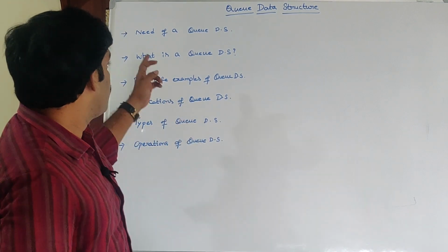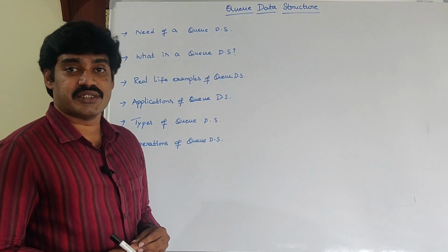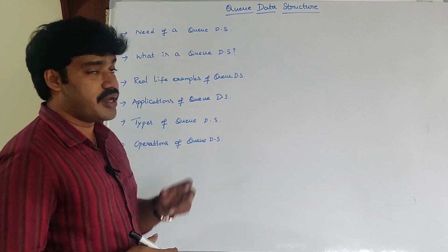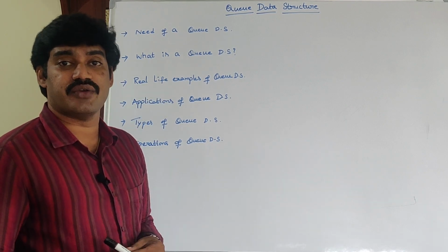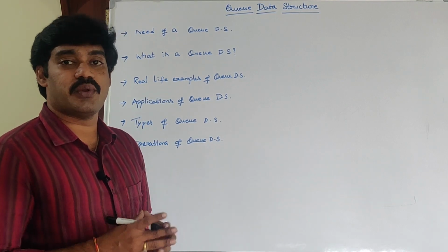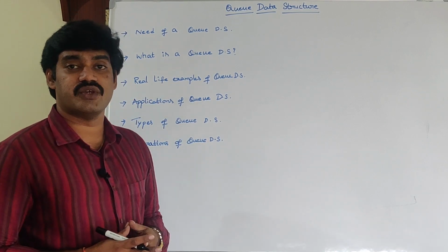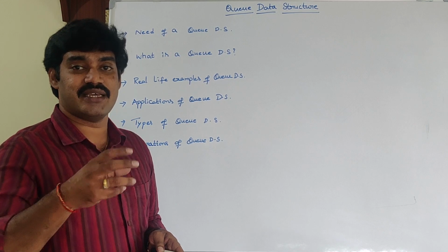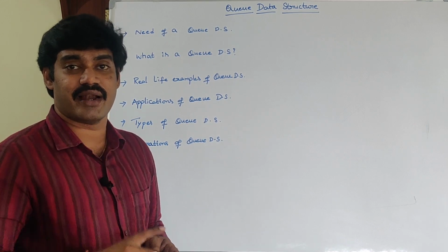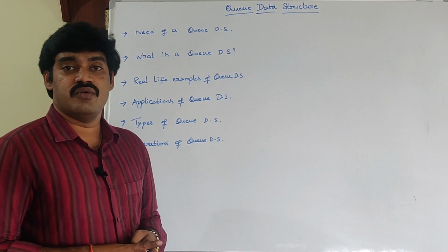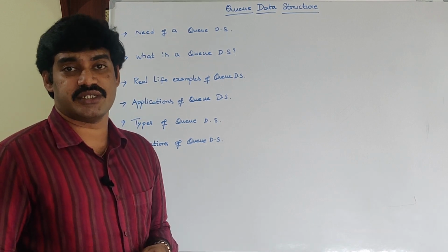Contents are: what is the need of a Q data structure? Why are we using Q data structures? Second, what is a Q data structure? What is the definition of a Q data structure? What is the principle of a Q data structure? Next, what are the real life examples of Q data structures, where are we seeing these Q data structures in real time? Next, what are the applications of Q data structure, where are we using these Q data structures?